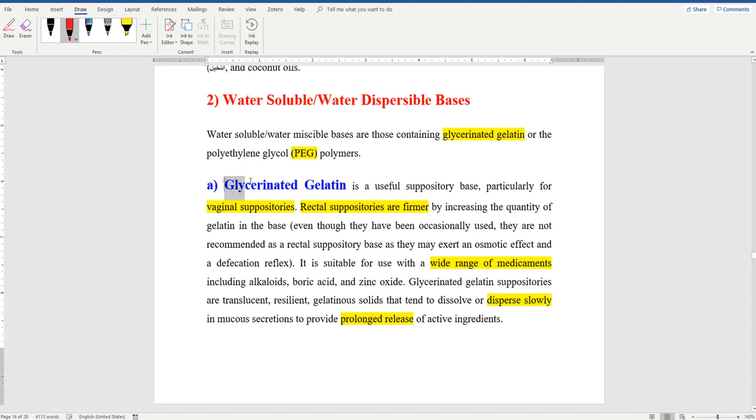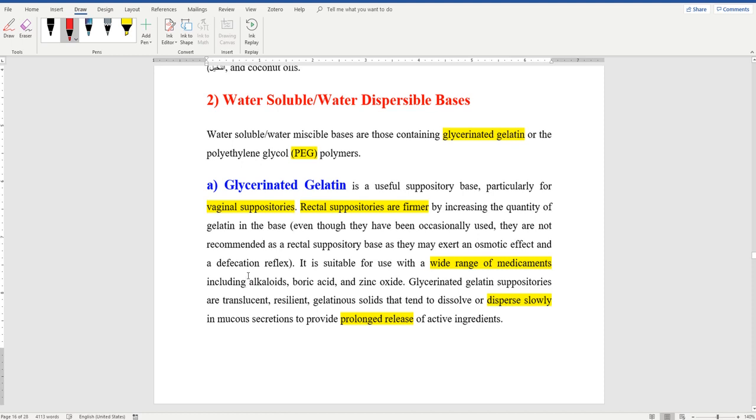Glycerinated gelatin. From the title, glycerinated gelatin, you should know the composition. The composition is glycerine and gelatin. Now, such suppositories are particularly useful in vaginal administration, not rectal. For rectal administration, such suppositories will be used mainly as a laxative, because glycerine is known to increase the osmotic pressure in the rectum and also to irritate the rectum, and this will help to defecate. Okay?